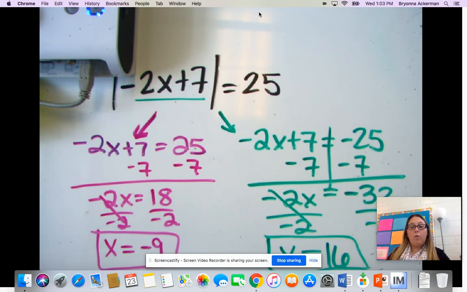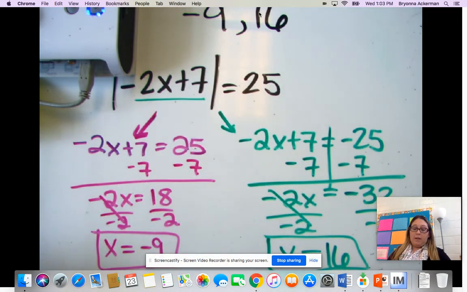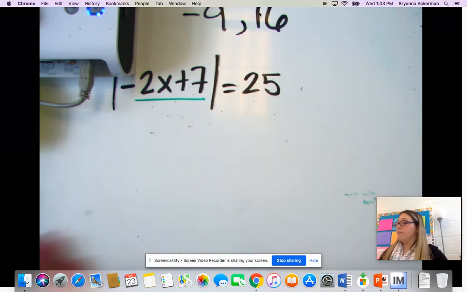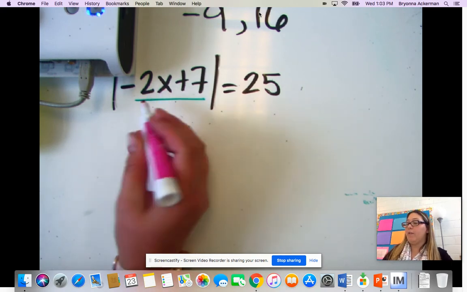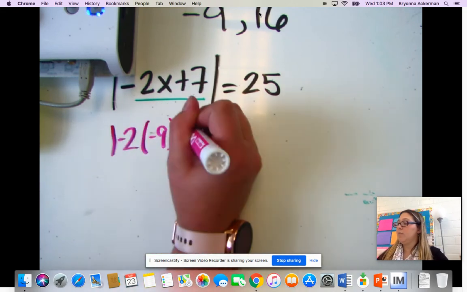Okay, I'm now going to double check these in the original equation. So you take the answers, and before you change anything, just the way that the problem came, you're going to check them. I'm going to rewrite them up here so that way I can erase. Okay, so if I plug in negative 9 for x, that's the first step. So this is negative 2 times negative 9 plus 7.